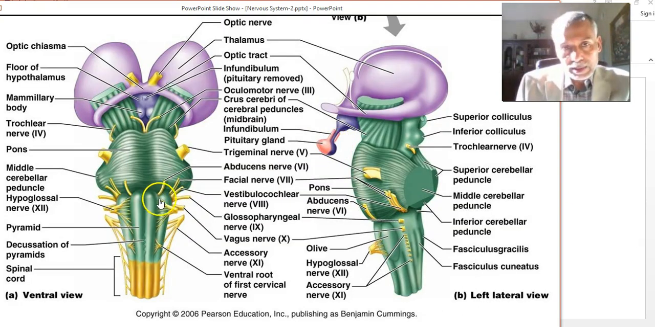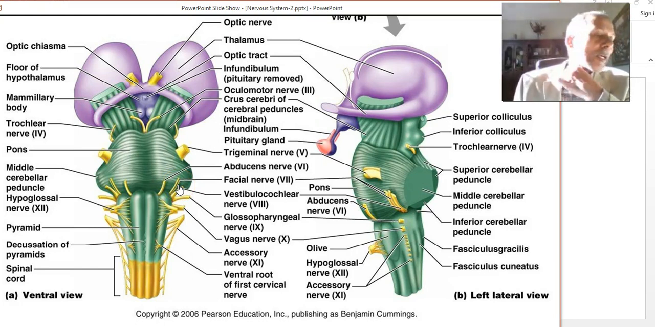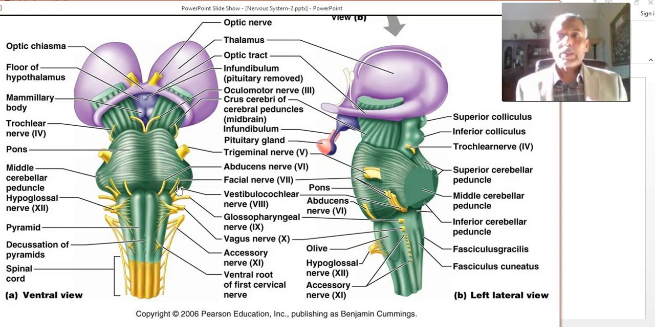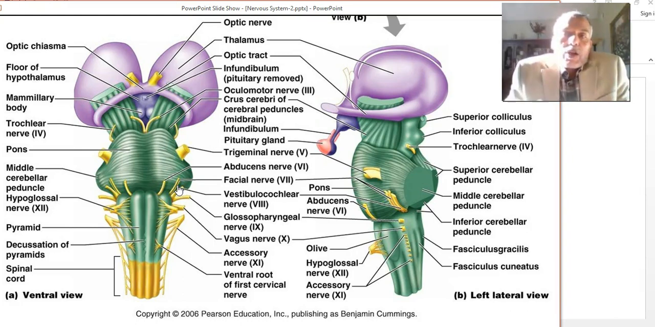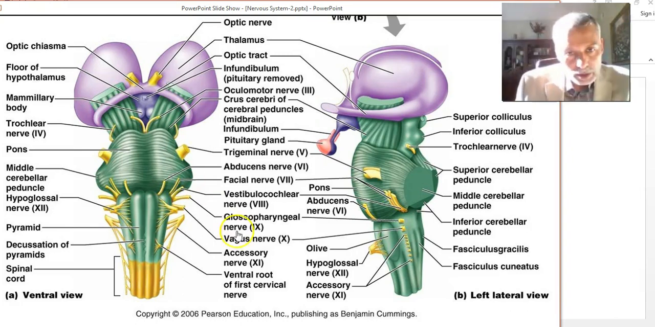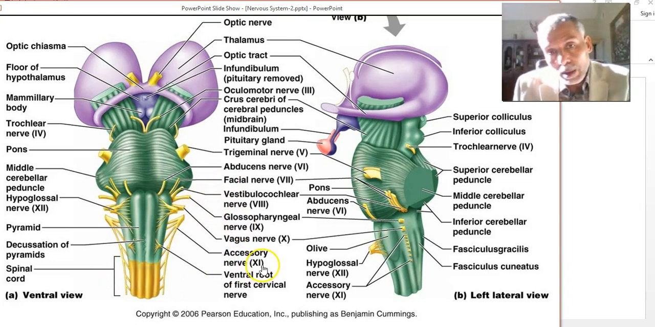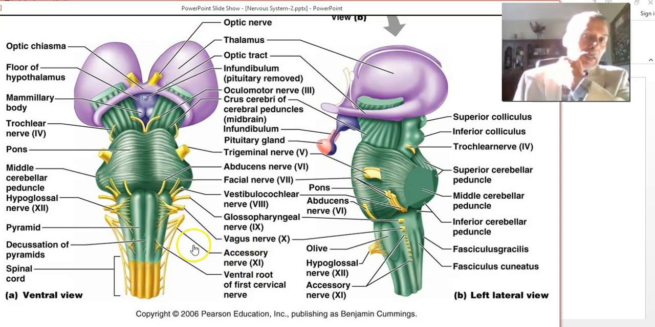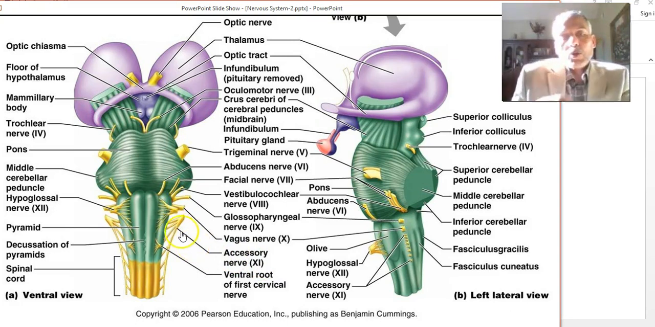And then also it provides motor control for head musculature. The reason is, for example, some of these cranial nerves are responsible for moving the muscles of the neck and the muscles of the shoulders. For example, I can shrug my shoulders because there is a nerve here, cranial nerve 11, called the accessory nerve, that goes down into my shoulders, and I can shrug my shoulders.